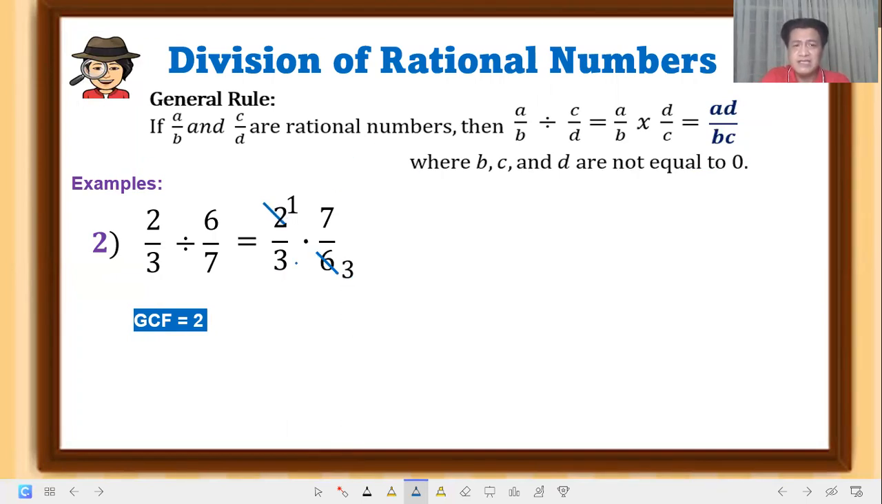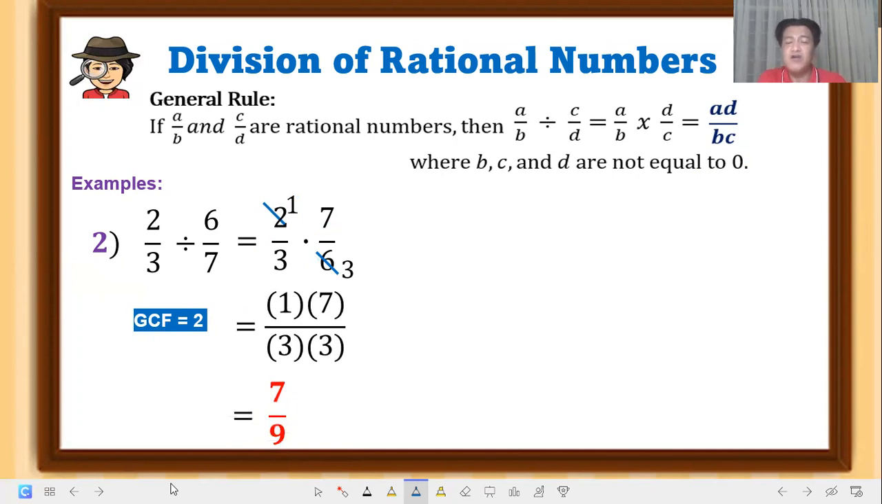And 7 and 3 kasi wala nang common, you have to multiply yung natira. 1 times 7 over 3 times 3. And what's the product of that? That will become 7 over 9. This is the final answer? Yes, they are relatively prime. Okay, let's proceed. Number 3.